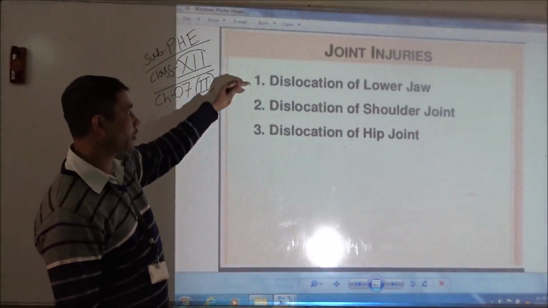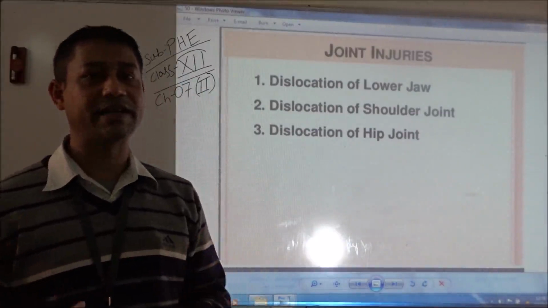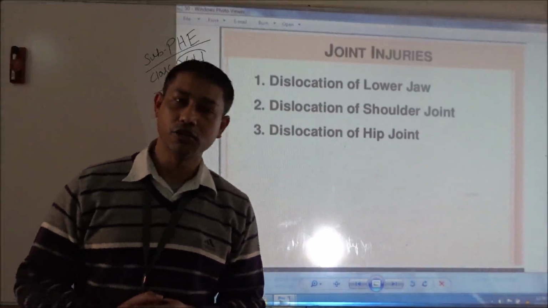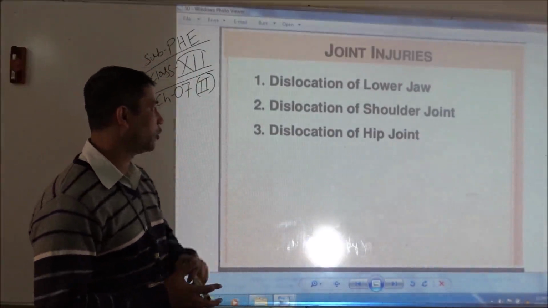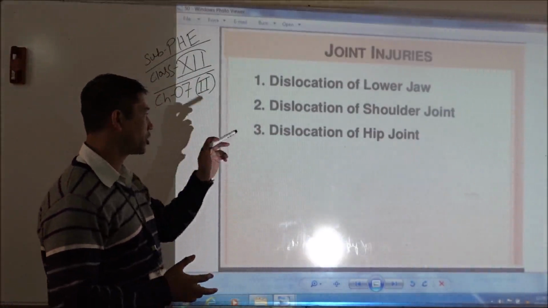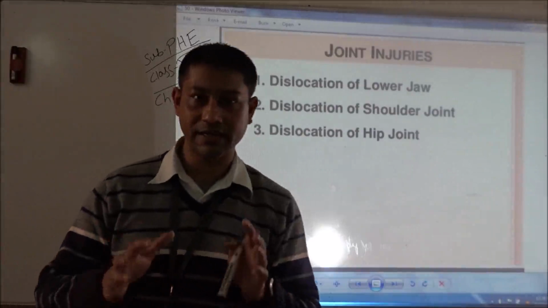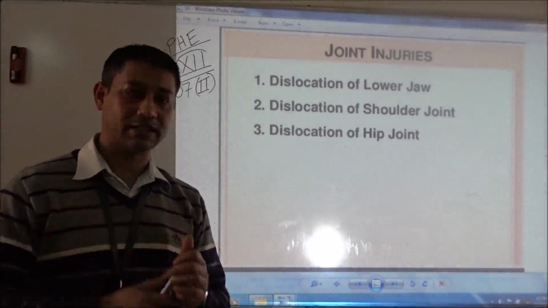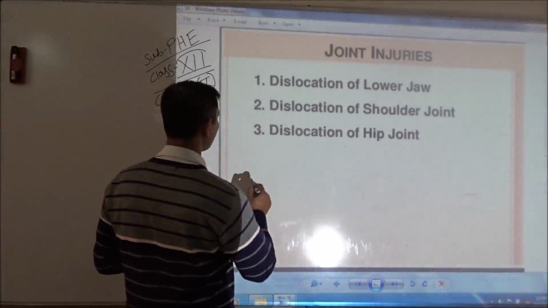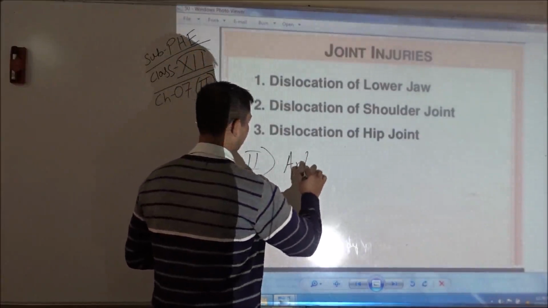So moving ahead, students, next is joint injury. As you can see, dislocation and arthritis come under joint injuries. So dislocation of lower jaw, dislocation of shoulder joint, dislocation of hip joint. So these are dislocations, three types of dislocation, students. Another one is arthritis.